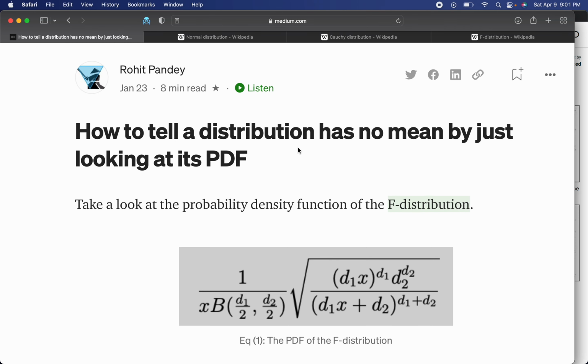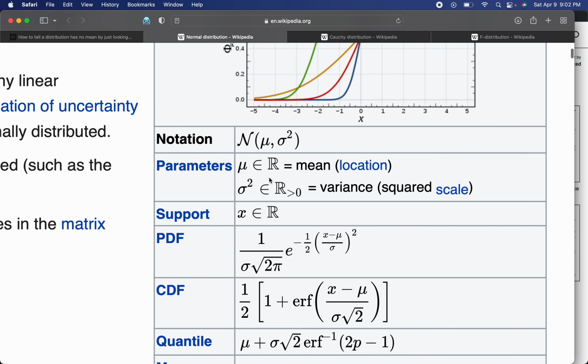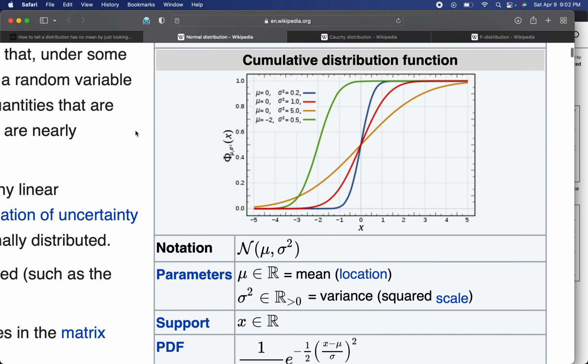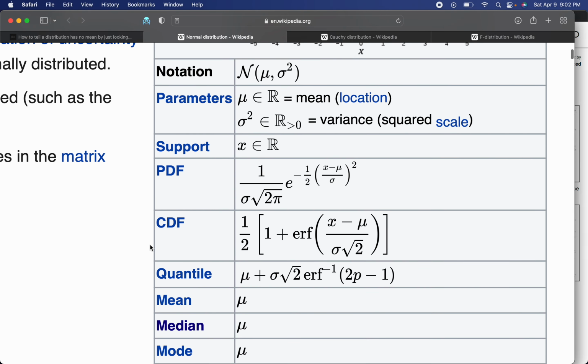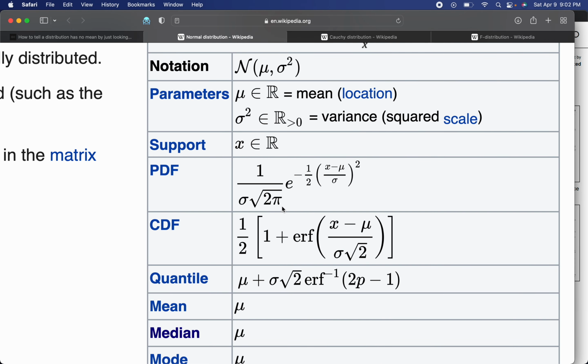Today we are going to talk about distributions and their means. So you might have heard of the normal distribution, probably the most common distribution. This is its density function with two parameters mu and sigma. Mu is the mean, sigma is the variance.